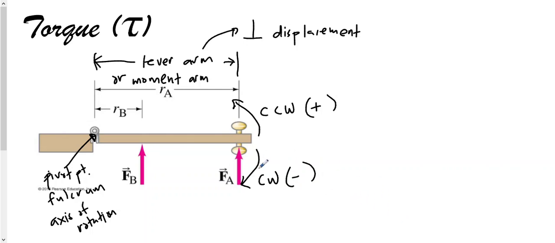So let's take a look at this. Force A is farther from the axis of rotation, and force B is closer to the axis of rotation. So we label the distances RA and RB respectively. Let's say RA is 3 times farther than RB relative to the axis of rotation.